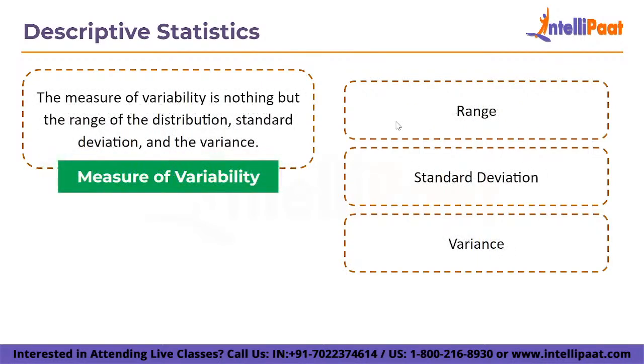Alright, moving on, let's talk about the measure of variability. Now the measure of variability is nothing but the range of the distribution, the standard deviation and the variance that best explains the variability of the sample. Range is nothing but the difference between the largest and the smallest value in the distribution. Standard deviation is the average of the distances from the mean. Variance is the average of the squared differences from the mean.